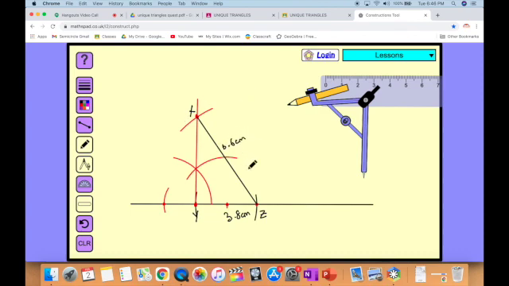So 6.6 centimeters, 3.8, 90 degrees. Look at how many construction lines I have here. How did you guys do with this one?